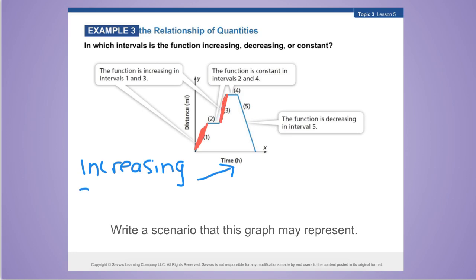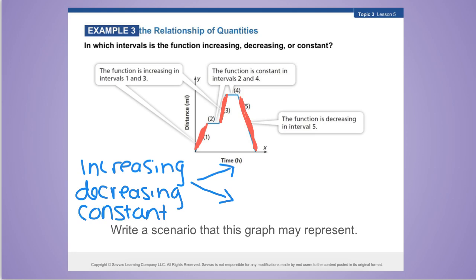If a function is decreasing, that means one variable is going up while the other is coming down, and it looks like that. 5 is decreasing. And then finally, if a function is constant, it remains like this. 2 and 4 are constant.